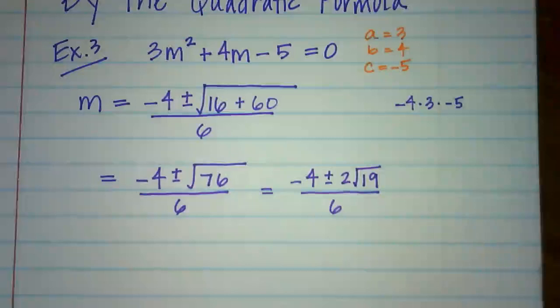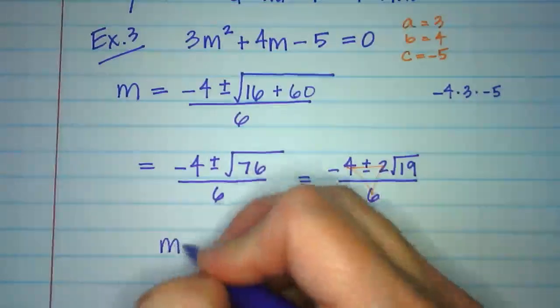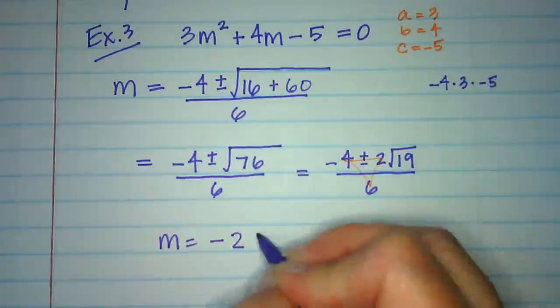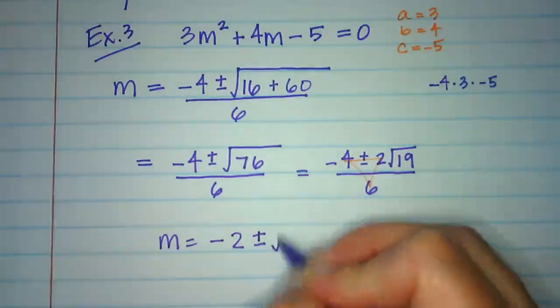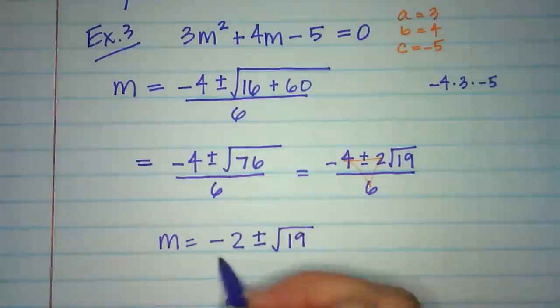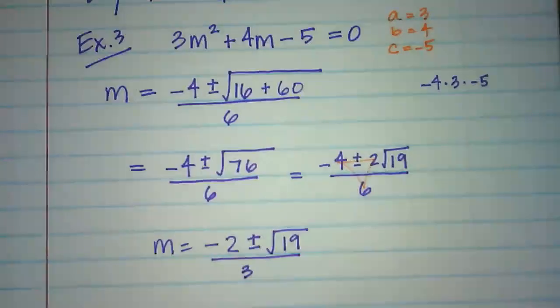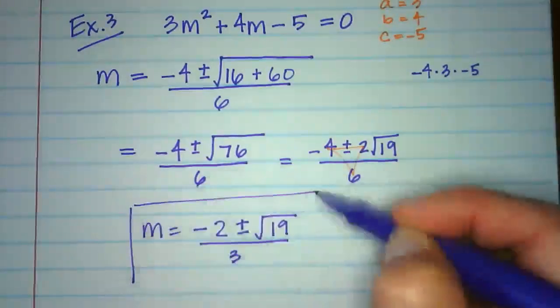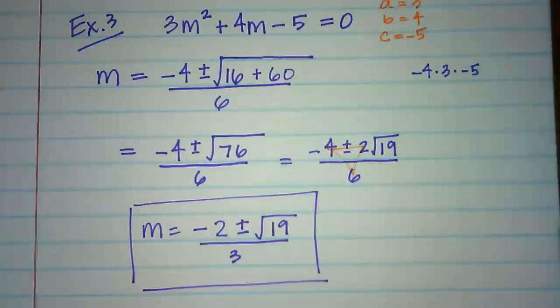And then we have a triangle right here that we need to check. And if we can reduce all of those by the same amount, then we need to. So all those can be reduced by 2. So that's going to give us -2 plus or minus square root of 19, and all of that is over 3. And again, we have 2 answers right here because we have -2 plus the square root of 19 over 3, and then -2 minus the square root of 19 over 3. So those are your 2 solutions for that one.